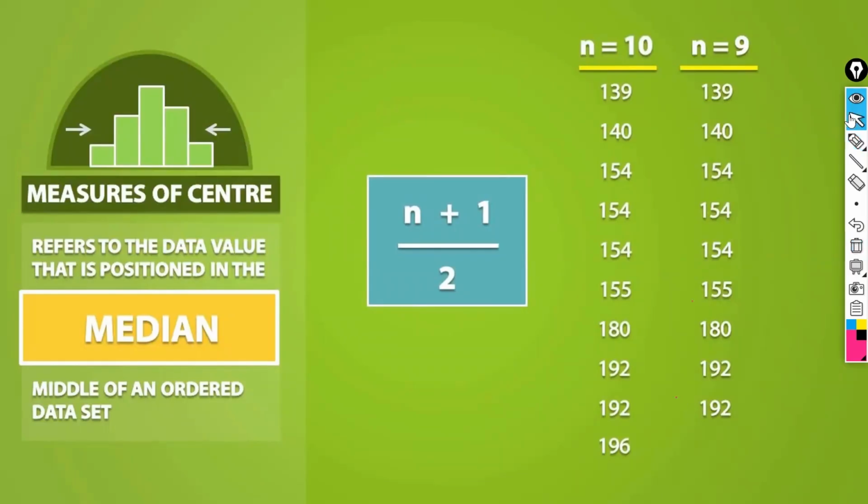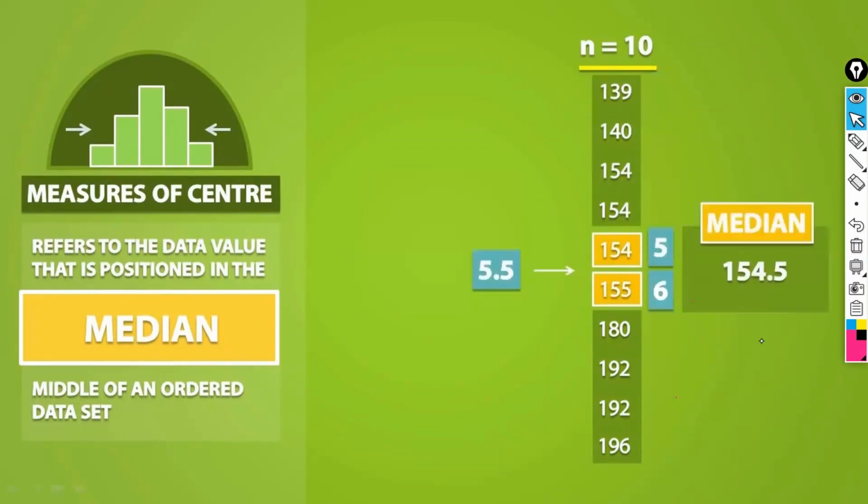In this example, the center two positions are 5.5, which is the average of the 5th position and the 6th position, 154 plus 155, the average of these two. Median is 154.5. Is that clear? Median is clear. If you have an even number of data points, take the average of the center two; if you have an odd number of data points, you just focus on the center position value.